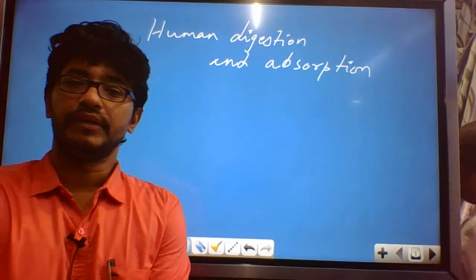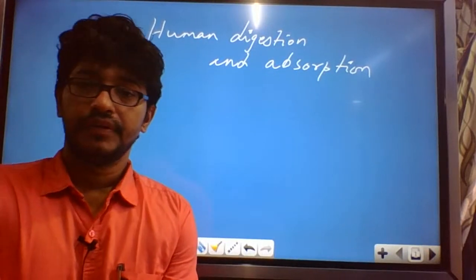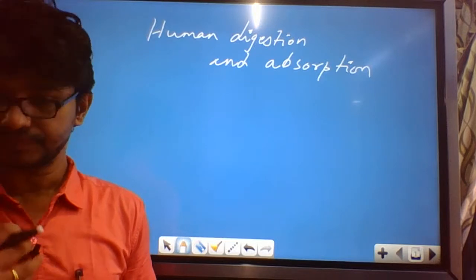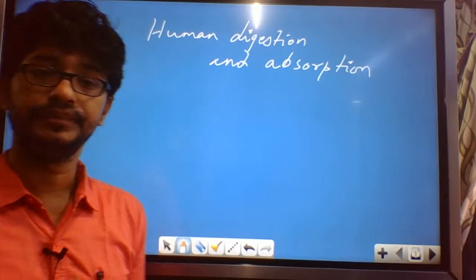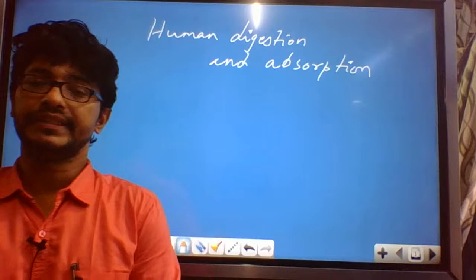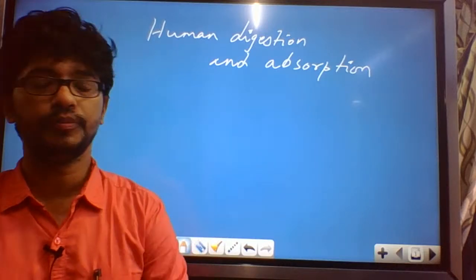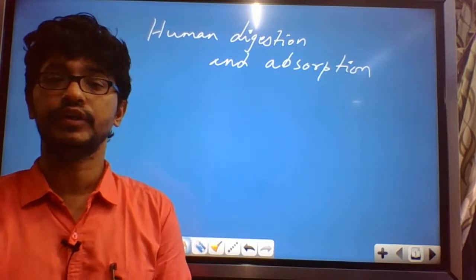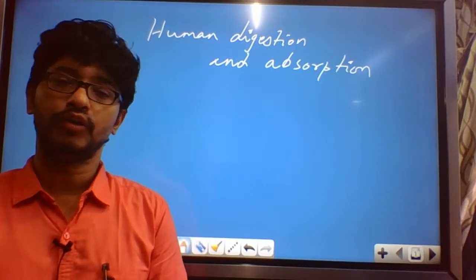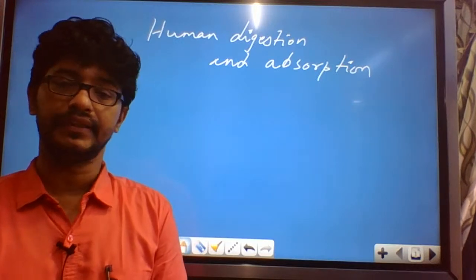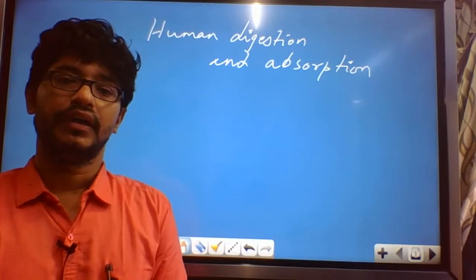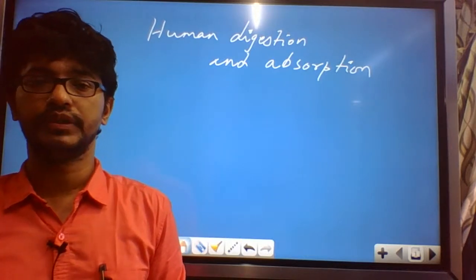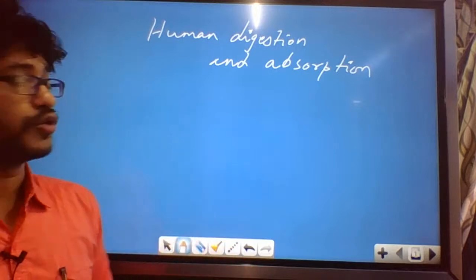We'll start with the next chapter in human physiology, that is human digestion and absorption. We'll continue with this chapter. In the last class we discussed the body fluids and circulation. I hope you all received the test paper and completed it. If you have any queries or doubts in that question paper, we'll discuss them at the end of this session. Until then, please stay online. Hopefully we complete this particular chapter today, human digestion and absorption.